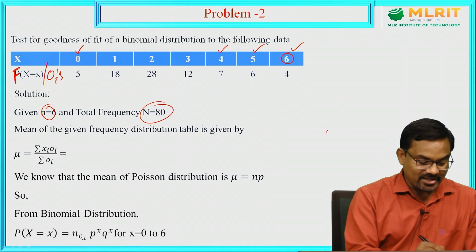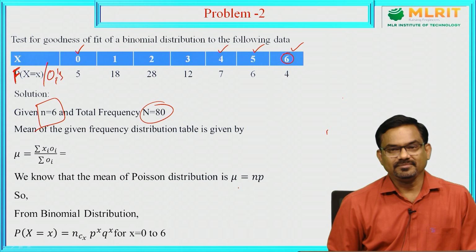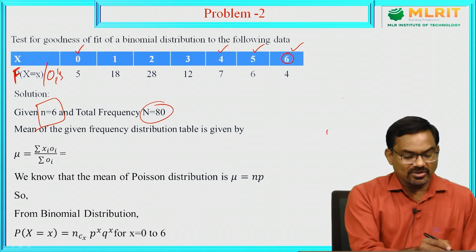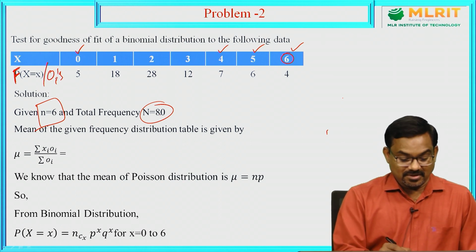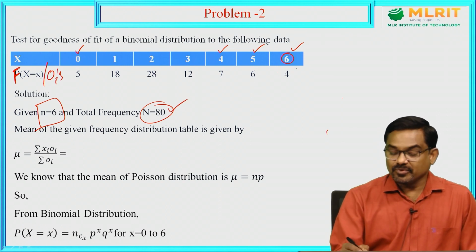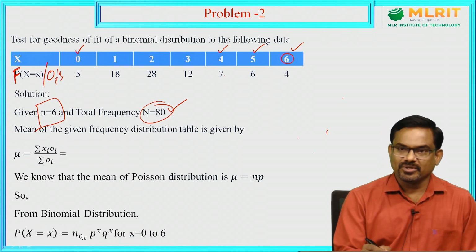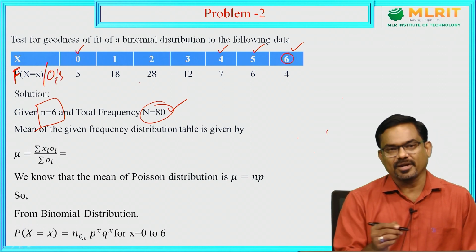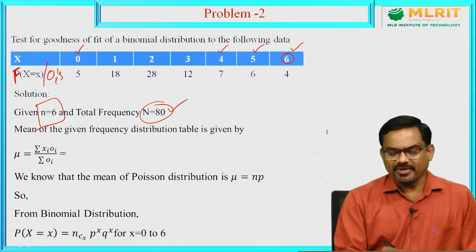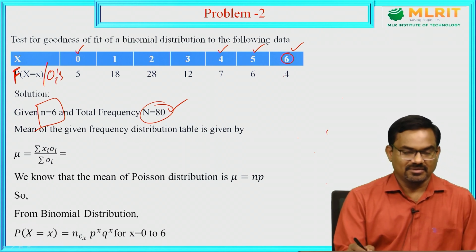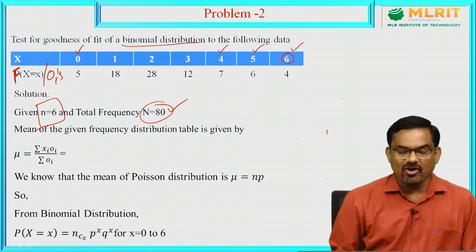That is why I have taken n equal to 6. And what do these frequencies denote? Out of 80 times, 4 times we got 6 heads, 6 times we got 5 heads and 1 tail, 7 times we got 4 heads and 2 tails, and so on. So, here small n is 6, and capital N, the total frequency, is 80. By adding all these observed frequencies, we get this value. And here we need to fit a binomial distribution first.